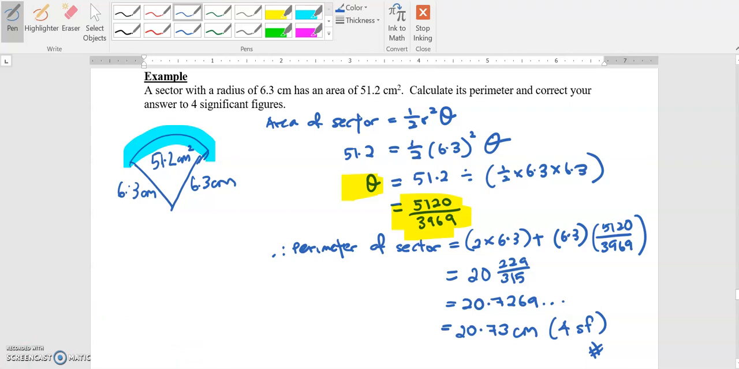We have done a little bit on area of sector. We've also done a little bit of arc length, done in radian mode. In the next video, we will do a little bit more with segment.